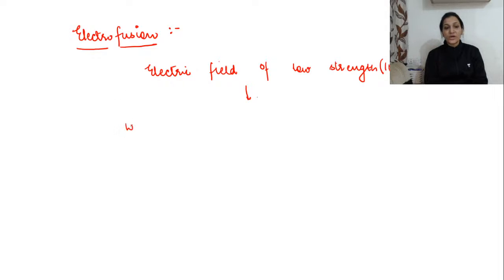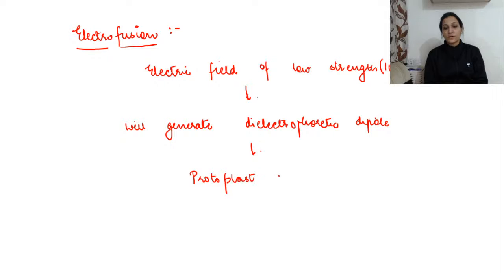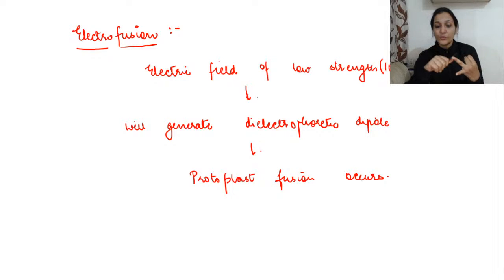So let us write that it will generate a dielectrophoretic dipole, and protoplast fusion occurs. So this is also a matter of chance, where it is occurring and where it is not occurring, right? Now we have seen how to isolate protoplasts and how to fuse them, and now we need to see what all things we are going to get when there is a successful protoplast fusion.